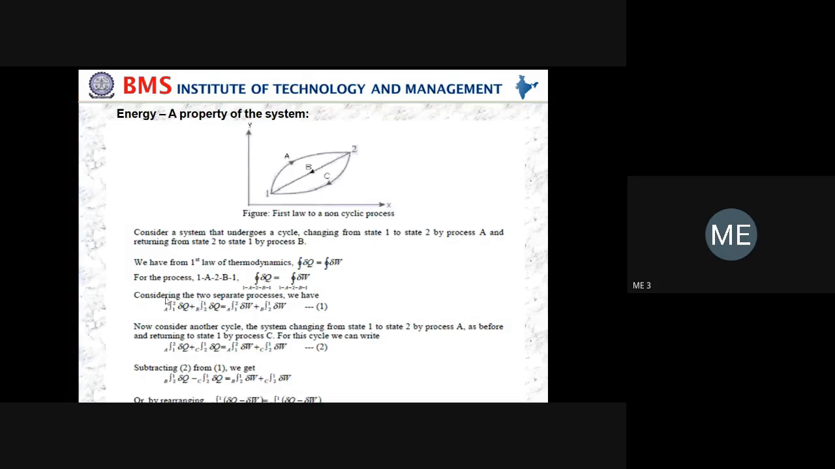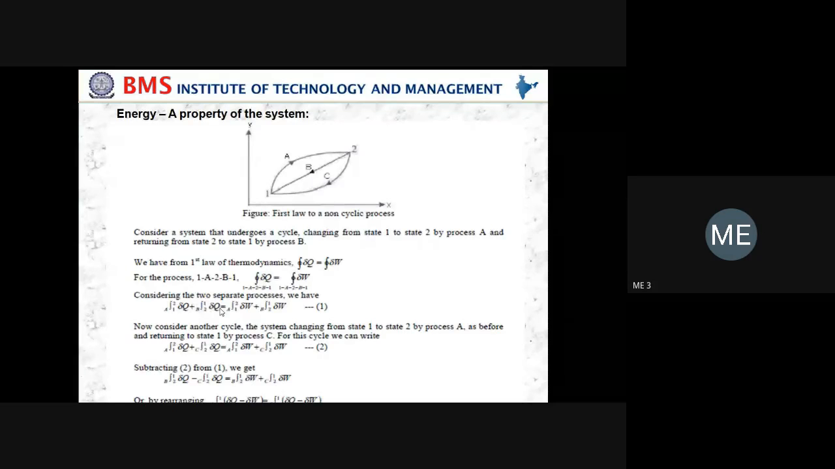The same thing we can write here. The cyclic integral means the summation of heat transfer. Now we have to split this term into two integral parts. That is, the integration of dq for the process 1 to 2 following path A, you see this equation, plus the integration of dq for the process 2 to 1 following path B. You have to split the cyclic integral of dq into two terms. This is the LHS part.